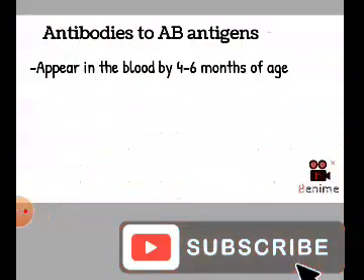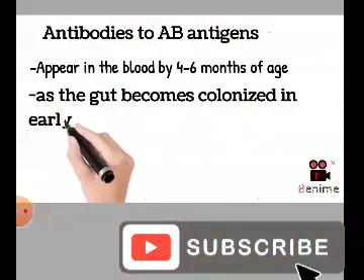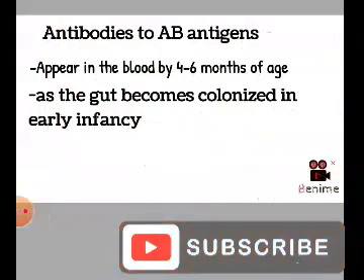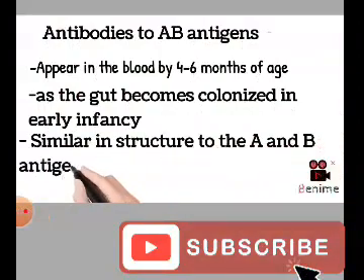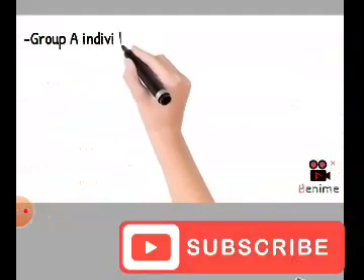It's due to the colonization of our gut by bacteria, and these bacteria have structures similar to A and B antigens, so our immune system produces antibodies, or immunoglobulins, against them. These bacterial antigens are very similar to the A and B antigens on our red blood cells, so the antibodies produced against the bacterial antigens will interact with our red blood cell antigens. So antibodies are immunoglobulins produced after 4 to 6 months of infant life due to gut colonization by bacteria.